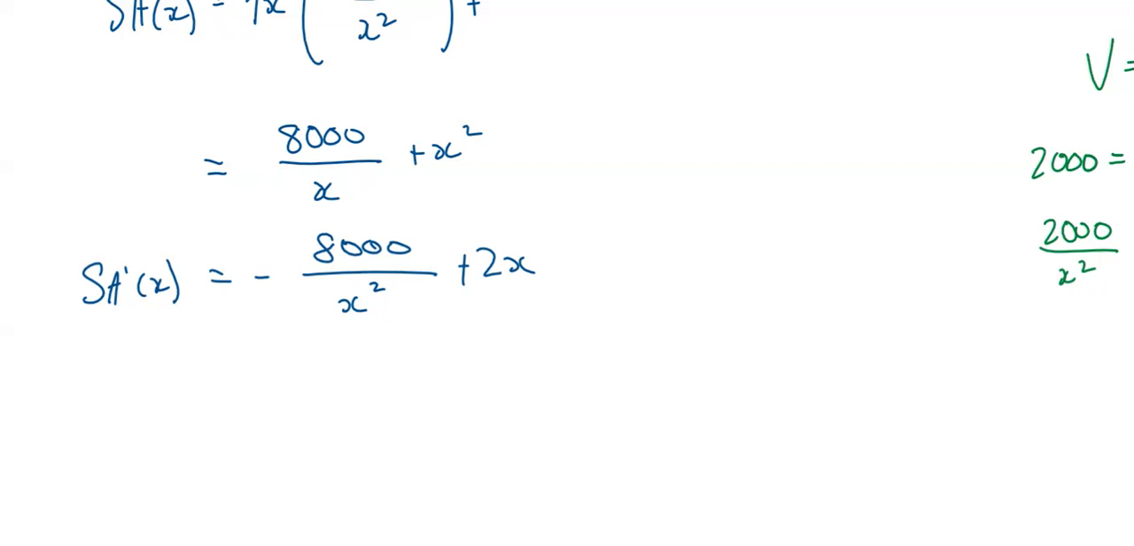And now to remember, to determine where the original function has maximum and minimum points, or possibly has maximum and minimum points, we need to figure out where this does not exist and where it's equal to 0. And in order to do that, in this case, we need to put it together in a single fraction. Okay? So I'm going to multiply this part by x squared over x squared to get a common denominator. And we get 2x cubed minus 8,000 over x squared.